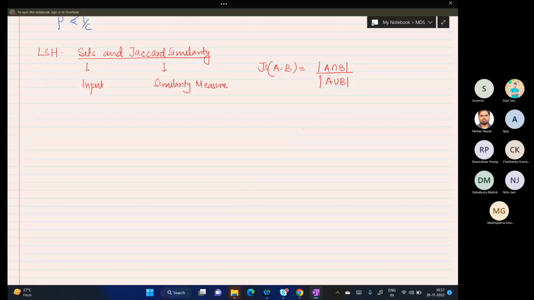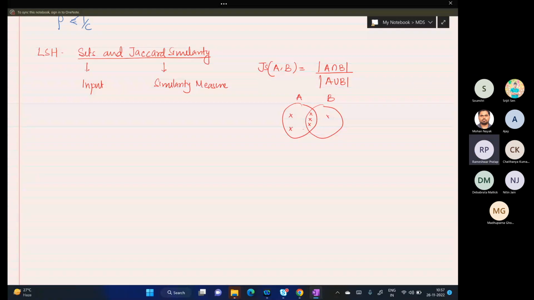Suppose this is set A, this is set B, and these are the common elements. So here the Jaccard similarity will be how much? The ratio is intersection 3, and union 9. So 3 by 9.